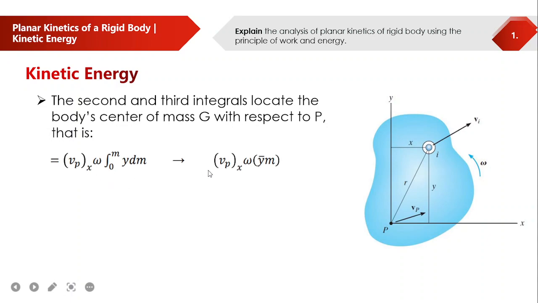Okay? So for the second and third integrals, locate the body center of mass G with respect to P, and that is, yan, so y bar. Diba? Ito yung maglo-locate ng body's center of mass, diba? When we see this one, alam na natin, ito yung mga coordinates or location ng body's center of mass, or yung G natin, no? Ito yung maglo-locate using the inertial coordinate, no? Yung mga value na ito is just going to locate your body's center of mass. So that will be v sub p sub x omega times y bar times m. Okay? And also the second term or third term, this is your second and third, which is going to locate again the body's center of mass.